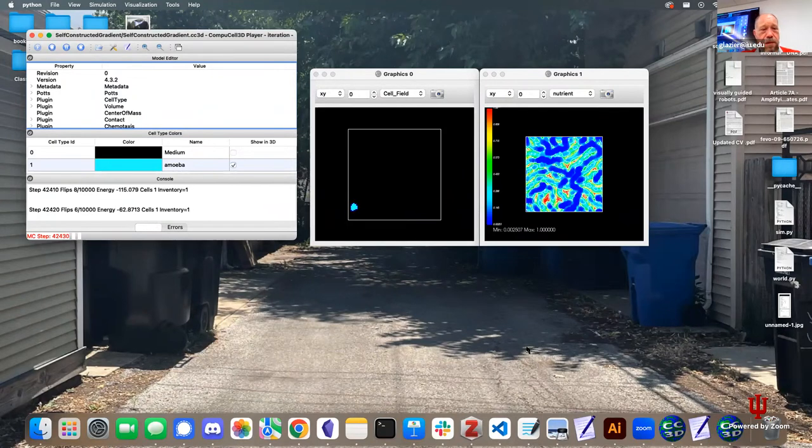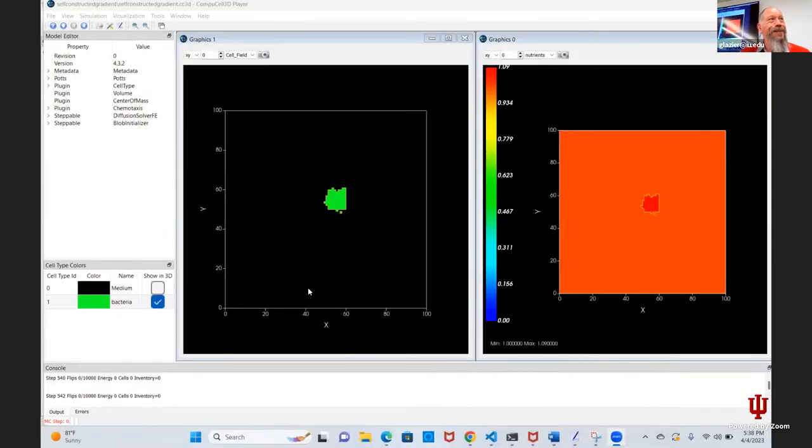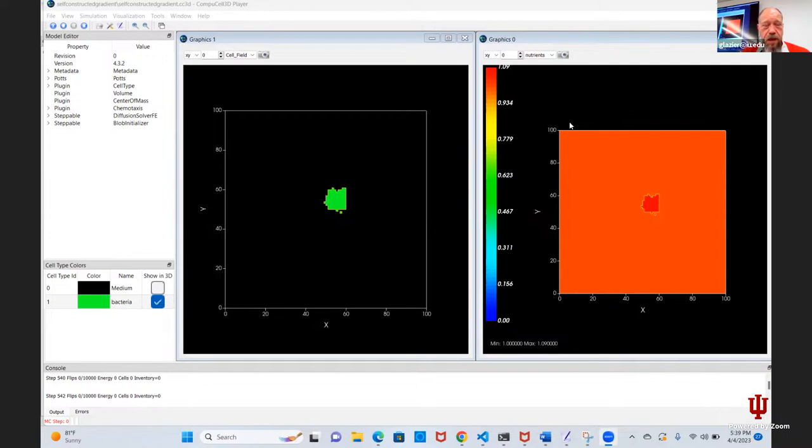Did anybody else get something similar, or did somebody get something very different? Yeah, I can't get my cells to move, maybe. Okay, do you want a screen share, and let's look at that together? Yeah. It's sort of a fun demo, isn't it? I really like watching that cell. And as I say, if you have multiple cells and change the diffusion a little bit, you can get all sorts of different patterns of behavior.